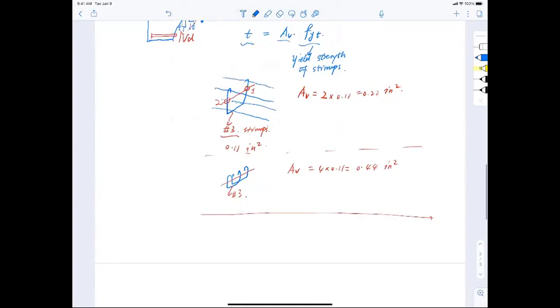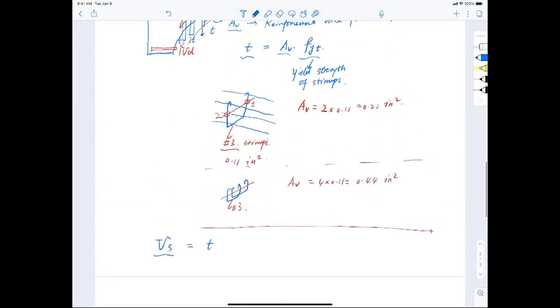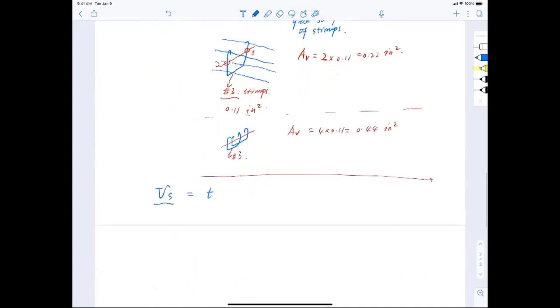Now, for that, the total shear resistance provided by the steel should equal to what? I have T, which is one stirrup, isn't it? Let me take this red out so you can see better. So T is one stirrup, right? How many stirrups do I have in this drawing? 1, 2, 3, right? So I say Vs equals T multiplied by 3.